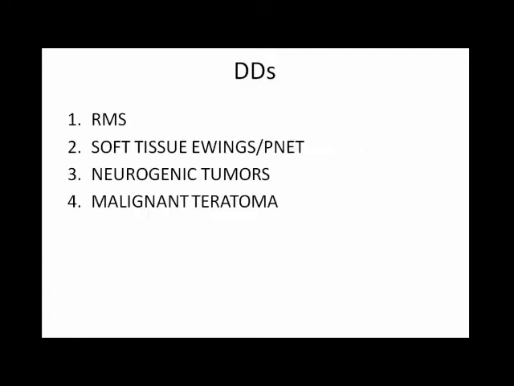So based on the imaging appearance, the differential diagnoses would be small round cell tumors like rhabdomyosarcoma, soft tissue Ewing's sarcoma or PNET, and neurogenic tumors, because the lesions are intermediate to hyperintense on T2 weighted images. And depending on the site, it can be malignant teratoma also.